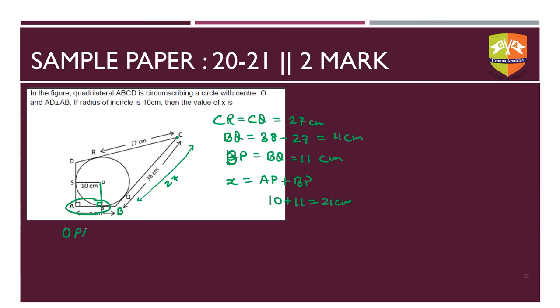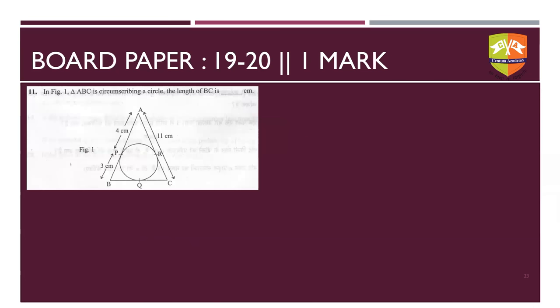Because in OPAS, AP is equal to AS and it's a rectangle. Why is it a rectangle? Because there are so many 90 degrees. Angle A is equal to 90 degrees, angle OPA is equal to 90 degrees, and angle OSA is equal to 90 degrees. So it's a rectangle with AP equal to AS. That means therefore OPAS is a square. Hence that is 10. Clear? Very good. So Aditi, chaliye, next. This is one mark again.